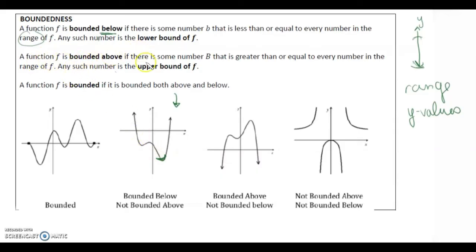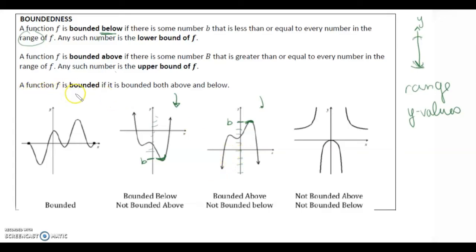And a function is bounded above if there's some number b that is greater than or equal to every number in the range. So this would be b, and this is bounded above, where this would be b, because this number would be basically the maximum. It's some number b that every single number in the range is less than, whereas the previous one was greater than. Any such number is the upper bound of f.